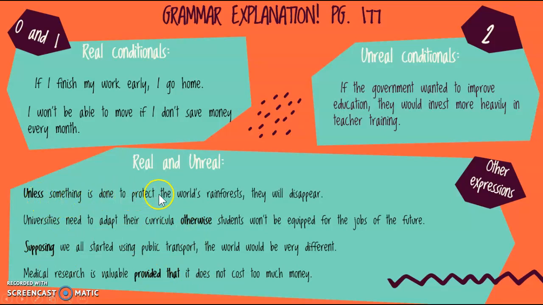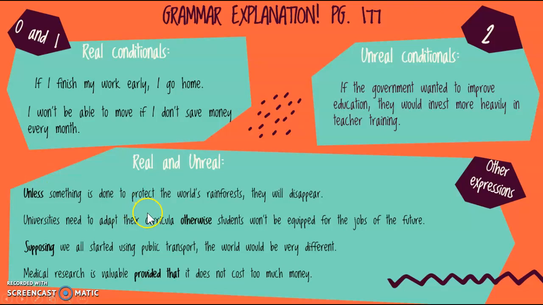Unless something is done to protect the world's rainforests, they will disappear. What is the meaning of unless? Please check it in your dictionaries, because Liber is not here with us at this moment to look for that word. Unless means a no ser de que tal cosa pase. A no ser de que algo se haga para proteger los bosques del mundo, estos desaparecerán. This is, again, a cause and a consequence. They are not using if here, but they are using unless. That is another possibility too.